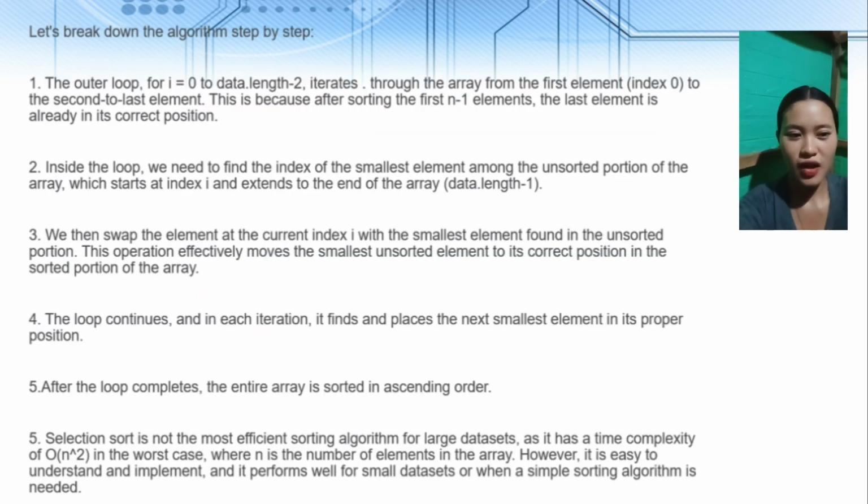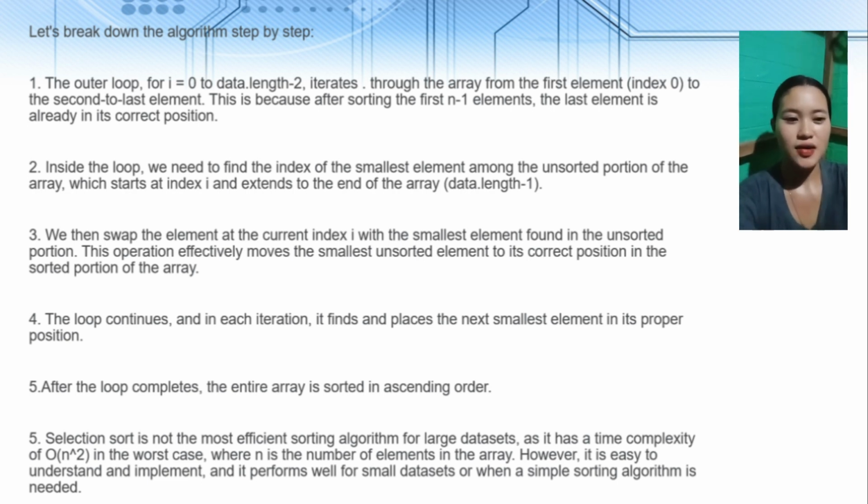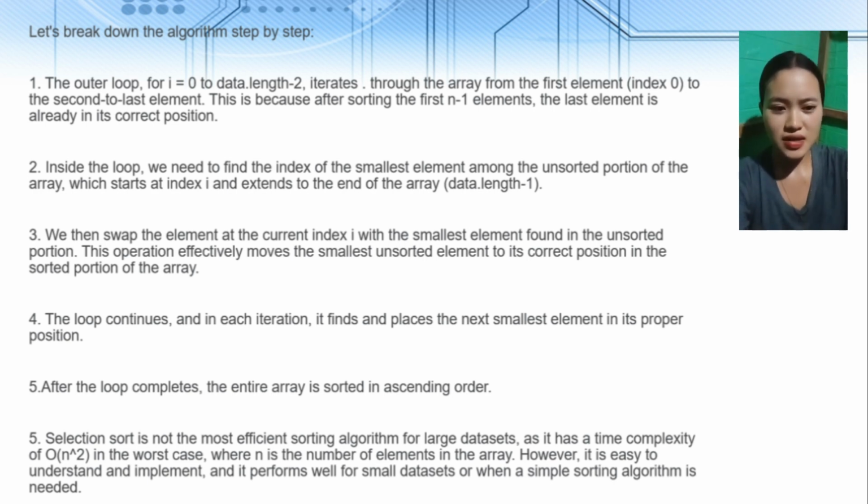So let's break down the algorithm step by step. Step 1. The outer loop. For I equals 0 to data.length minus 2 iterates through the array from the first element, index 0, to the second to last element. This is because after sorting the first n minus 1 elements, the last element is already in its correct position.